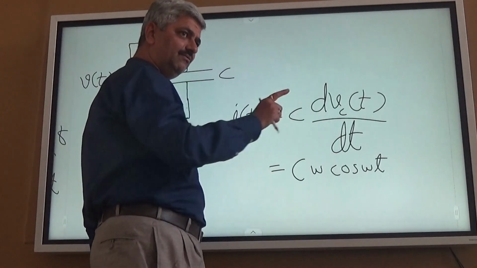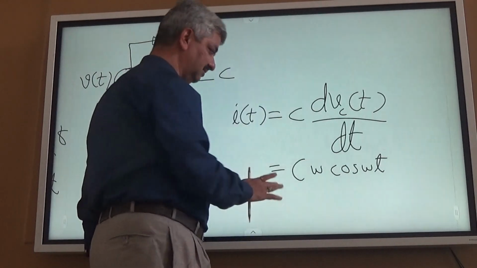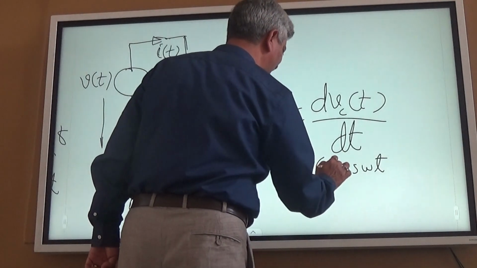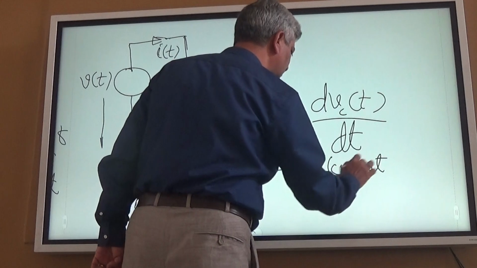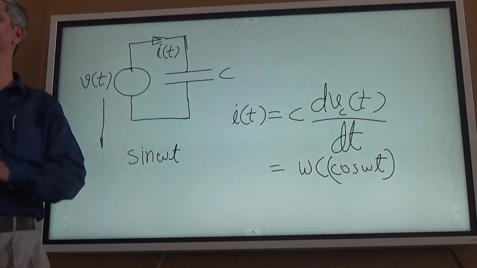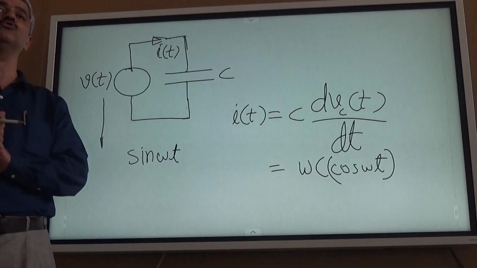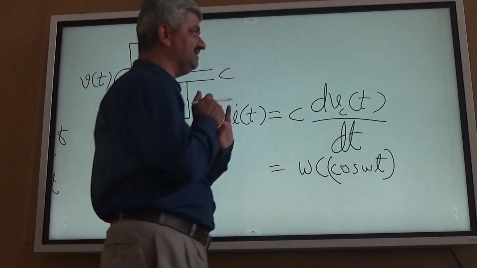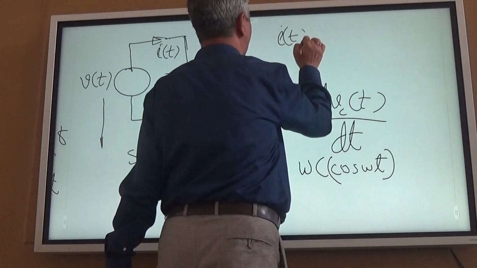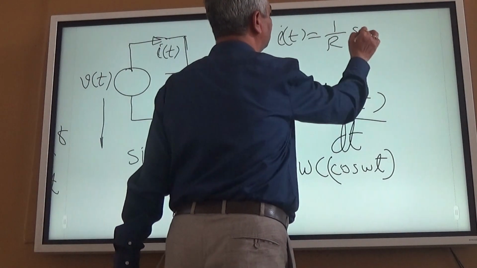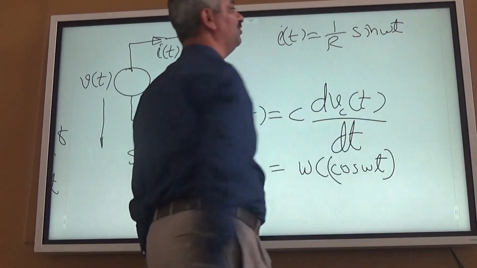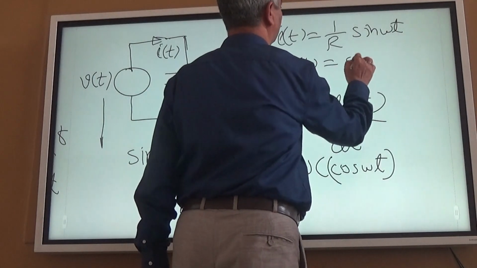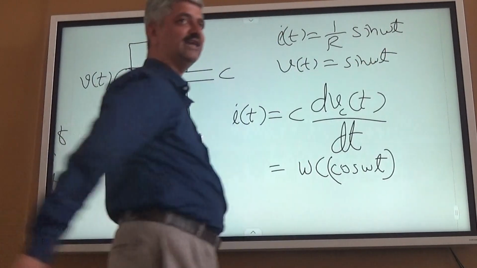While writing, it is a convention that we write omega first. Omega C cos omega t. It is omega C cos omega t. In the previous case, when we had a resistor, It is 1 upon R sin omega t. What was Vt? Vt was sin omega t.